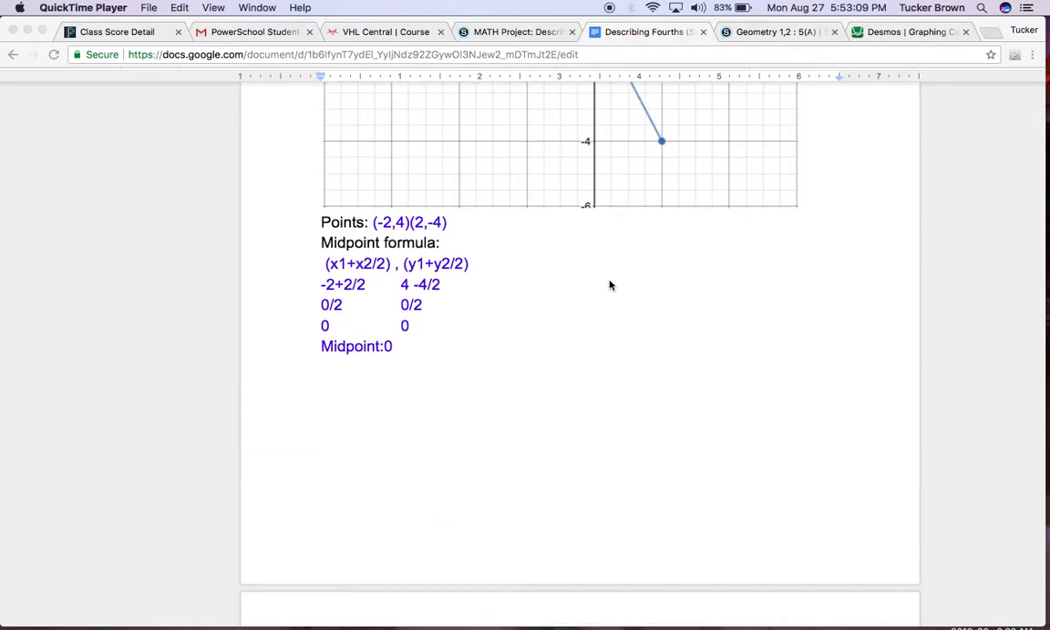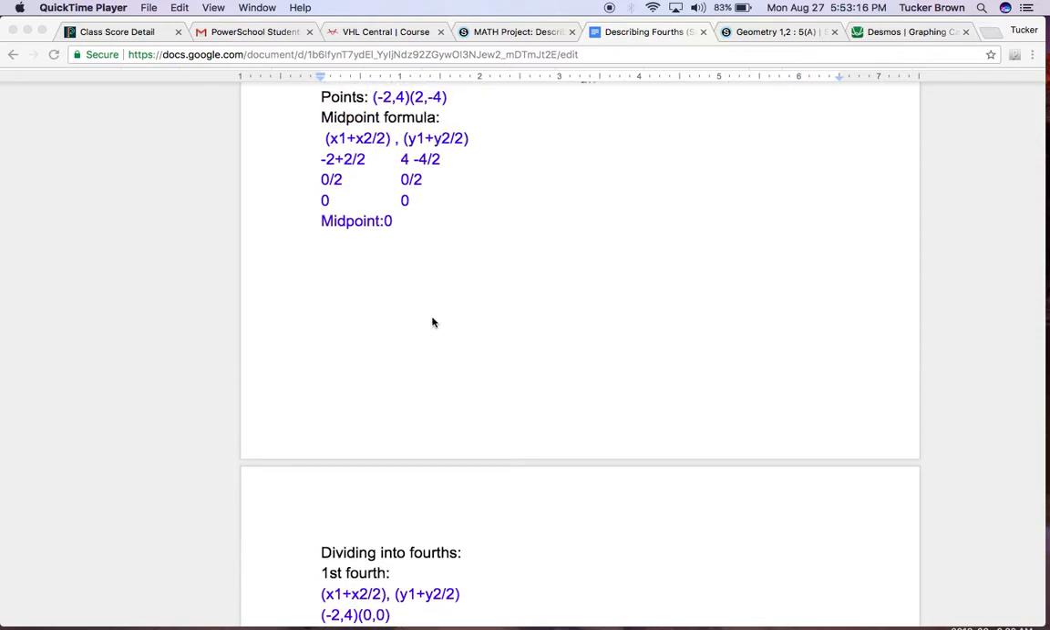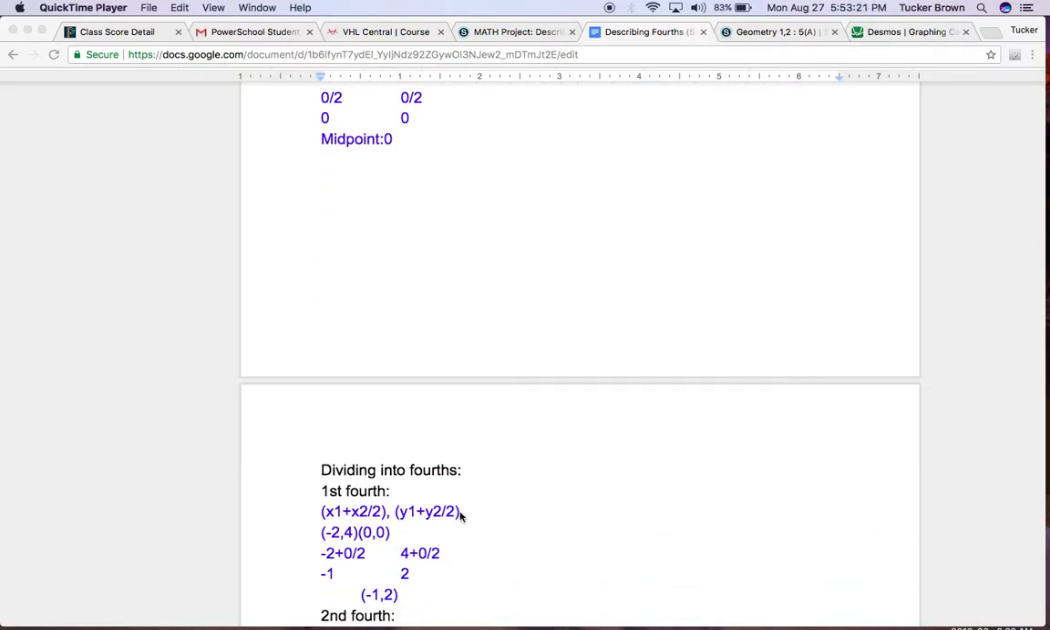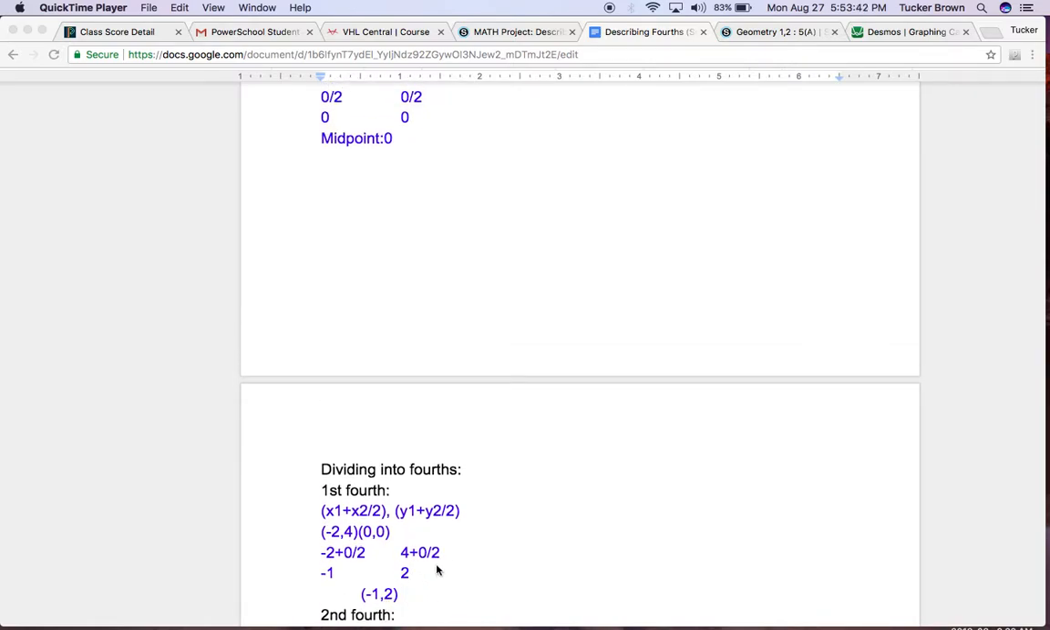And then dividing into fourths, this was the tricky part. You have to use your midpoint and your endpoint in the midpoint formula to get your fourth. So what I did is I got my midpoint formula, and I got -2 and 0 and 4 and 0. I put those together in the formula, and I got -2 plus 0 divided by 2, which is -1, and 4 plus 0 divided by 2, which is 2. And then I got my two points were -1 and 2.